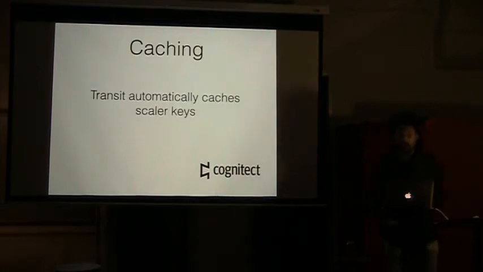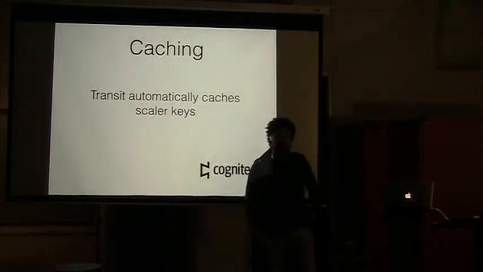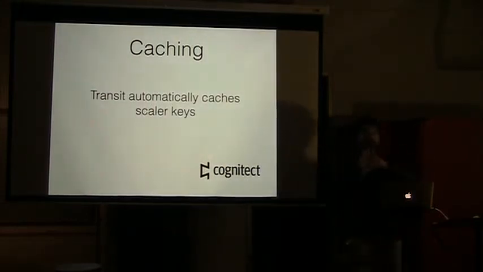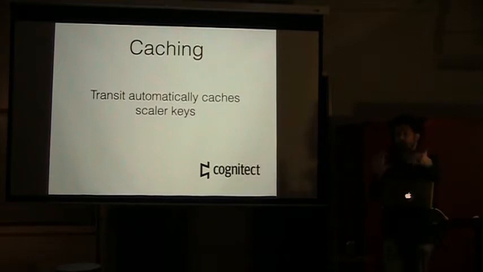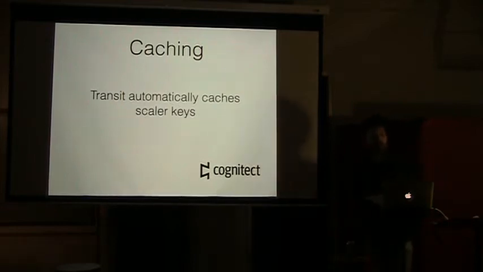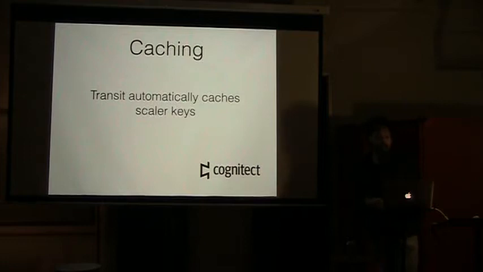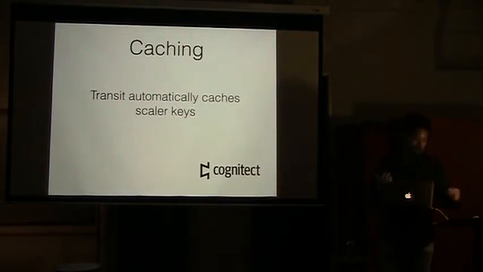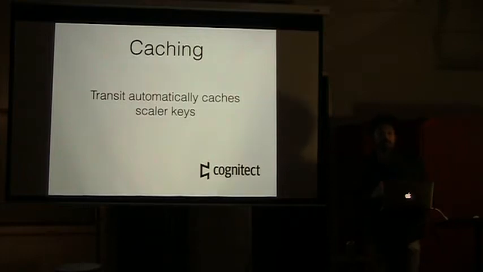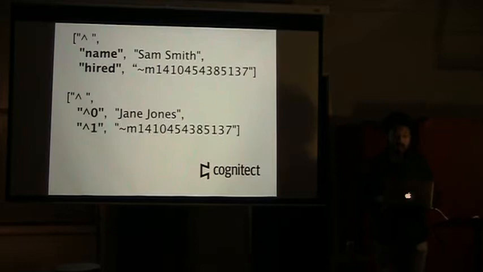So the other cool thing we do is scalar caching. Transit does another really awesome thing: since we want to send back large payloads that might be results, we automatically cache scalar keys. Every time we encounter a string, for example, in an object, we will actually replace it with cache codes. For very large payloads, you can get like a 40% reduction in the size of the JSON that you send. So this is what it looks like.